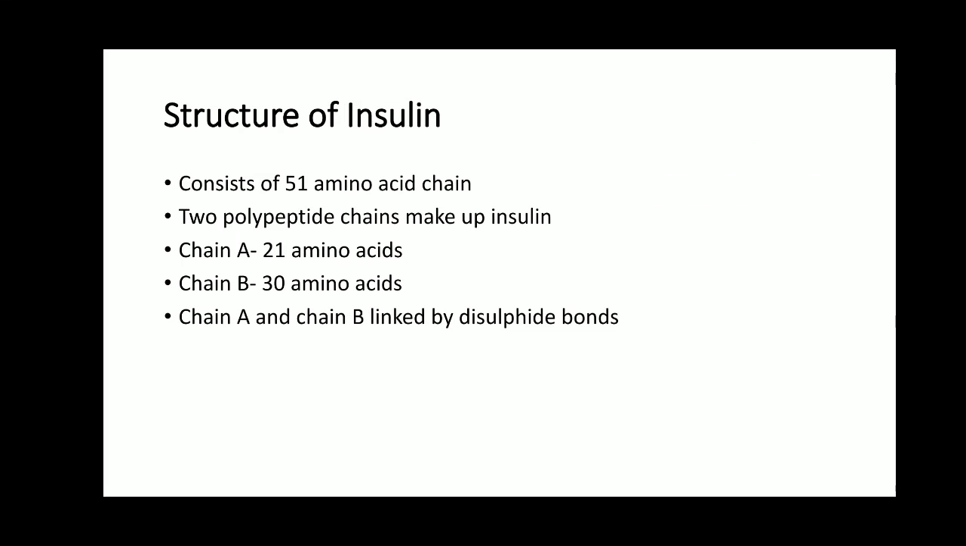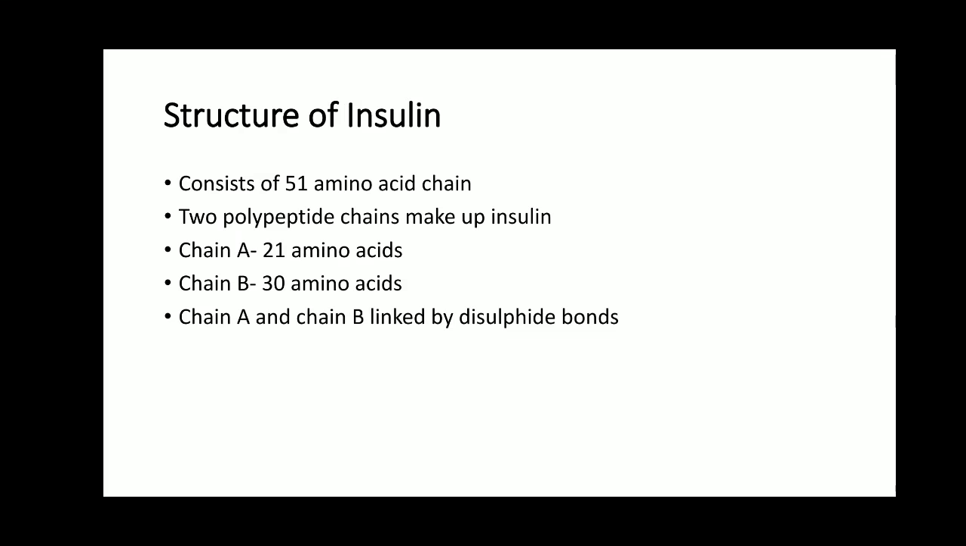So what is the structure of this active insulin? It is made up of 2 polypeptide chains. The active insulin is made up of 2 polypeptide chains, that is chain A and chain B, right? Chain A contains 21 amino acids and chain B contains 30 amino acids.